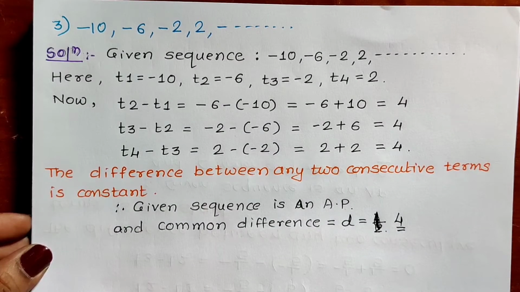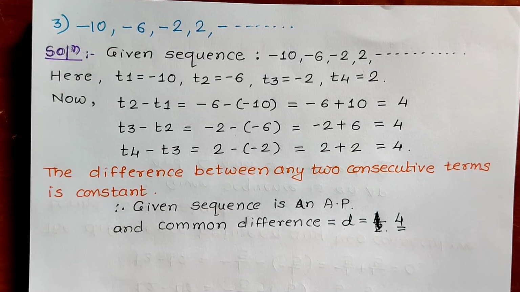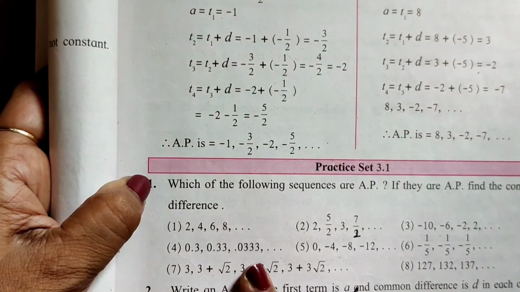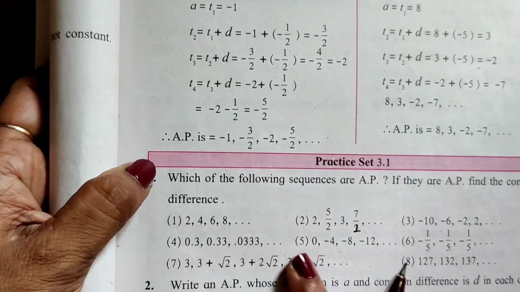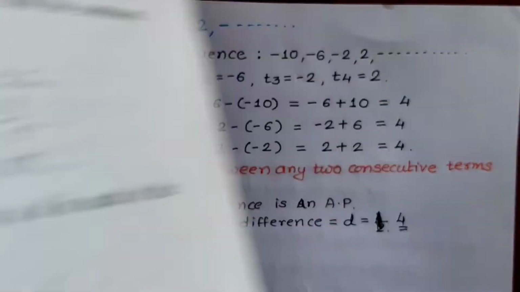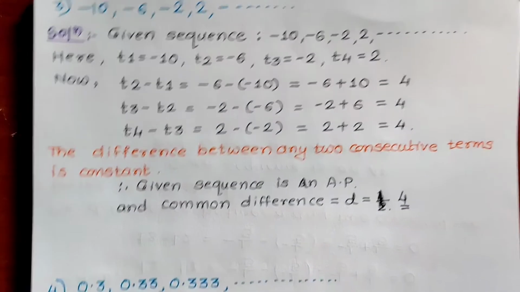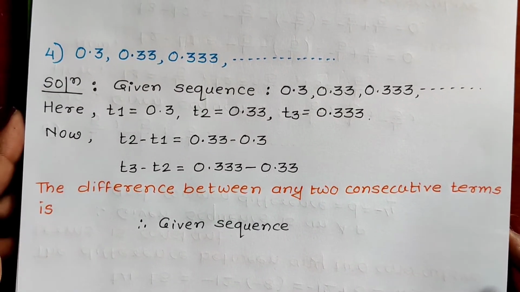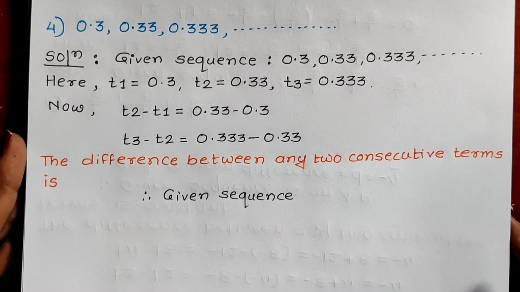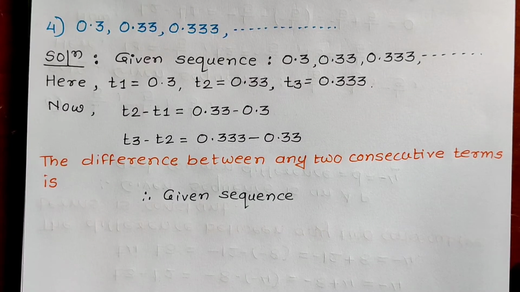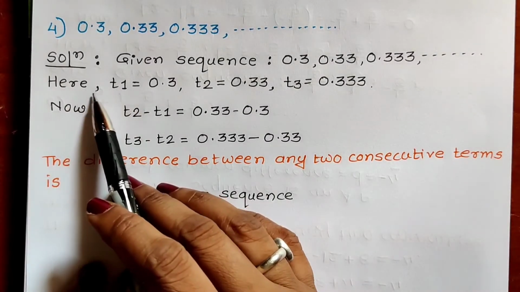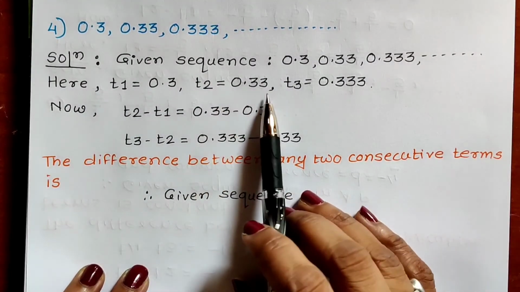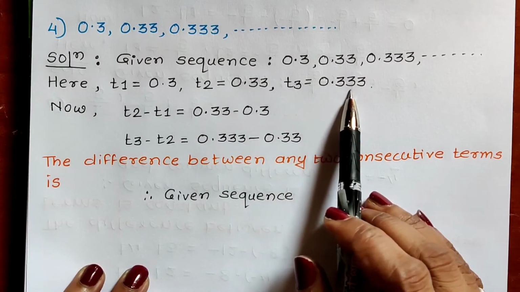Okay. Now let us go on to the next sequence. Next sequence is 0.3, 0.33, 0.333. So these three terms are given and then infinite. So let us write this solution. Here I have written: given sequence is 0.3, 0.33, 0.333. Now we have to write the first term. T1 is equal to 0.3. T2 is equal to 0.33, T3 is equal to 0.333.